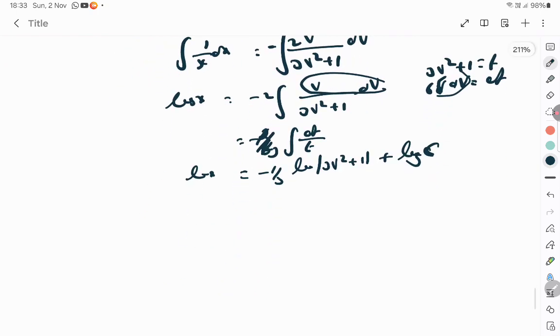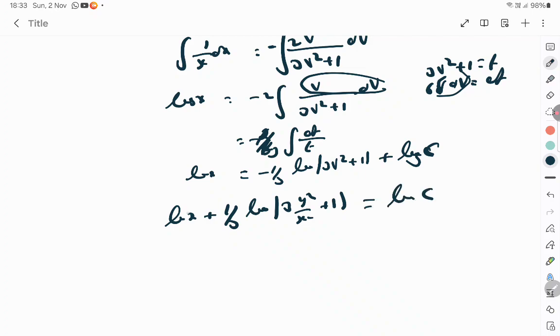Because everything is log, you can take this to the other side, plus 1 by 3 into log of mod of 3 y square by x square plus 1 is equal to log c. Then this can be turned into multiplication. But to do multiplication, this has to be written whole to the power 1 by 3. After that only you can turn this into multiplication. See how they have proceeded with the final answer in the textbook. But this is the way to proceed the sum.